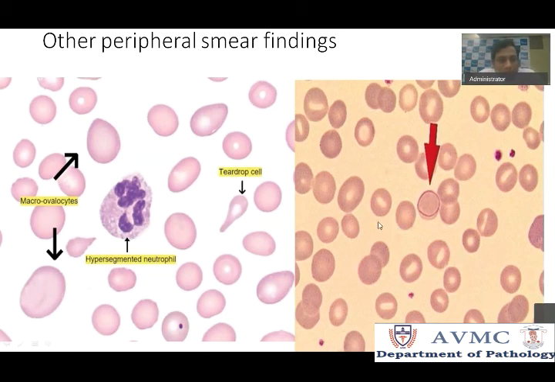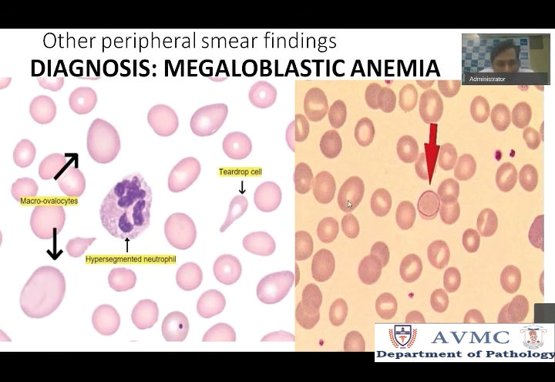This patient has macro-ovalocytes. He has hypersegmented neutrophils. He has Howell-Jolly bodies. He has basophilic stippling. He has Cabot's ring. And when you find all these findings in a patient with pancytopenia, the diagnosis is very straightforward. It's a case of megaloblastic anemia.